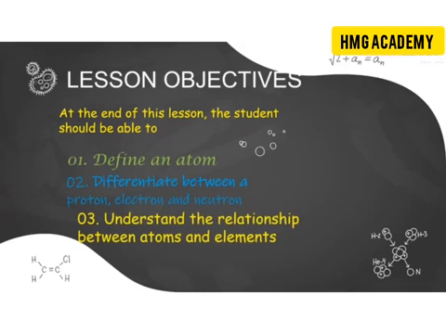Objectives. At the end of this lesson, the student should be able to: 1. Define an atom. 2. Differentiate between a proton, electron, and a neutron. 3. Understand the relationship between atoms and elements.